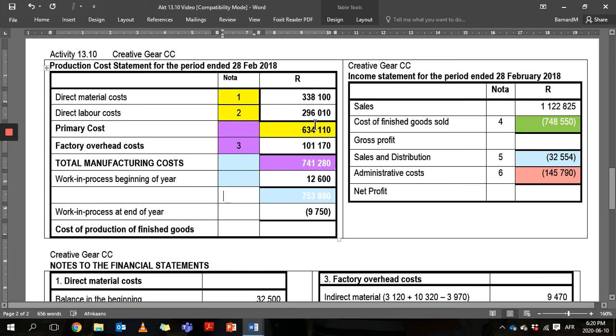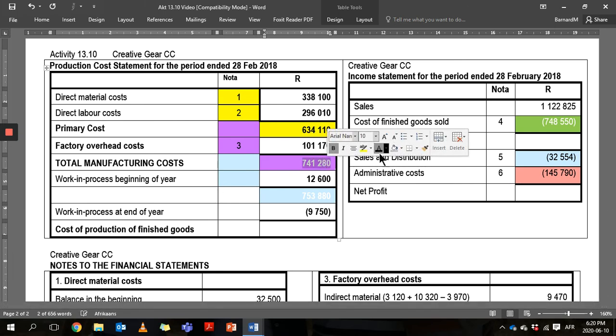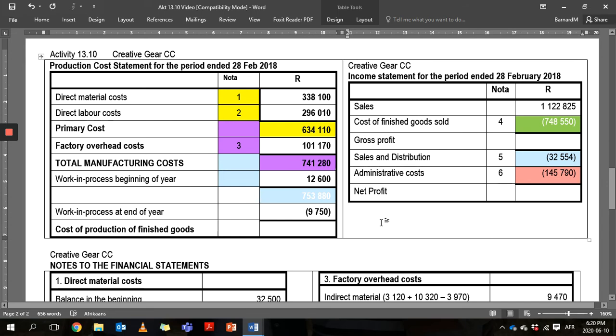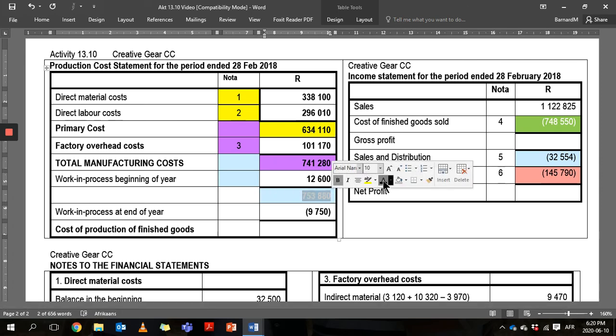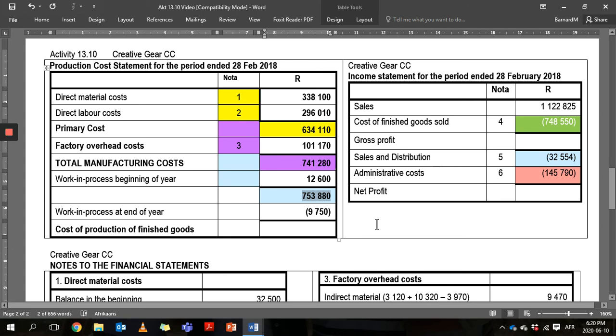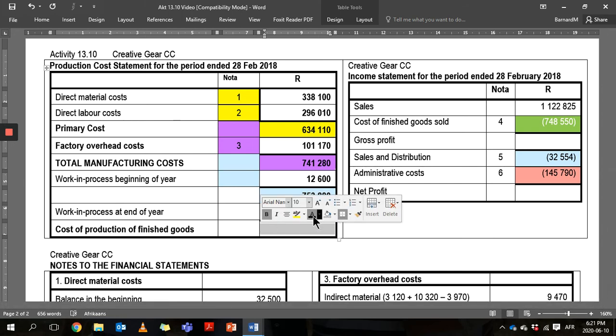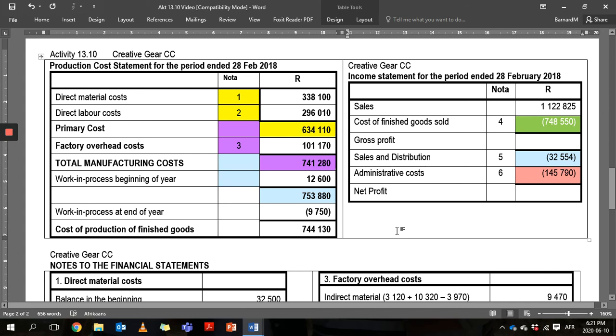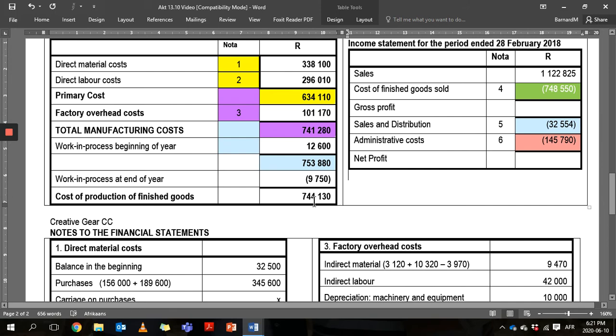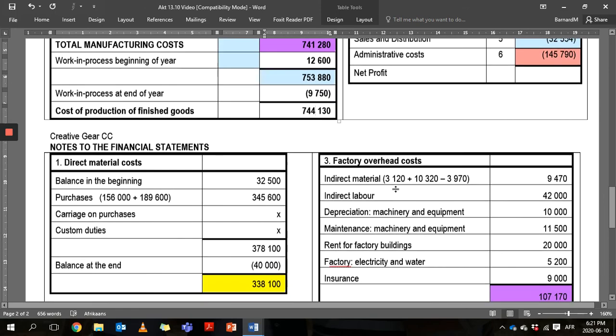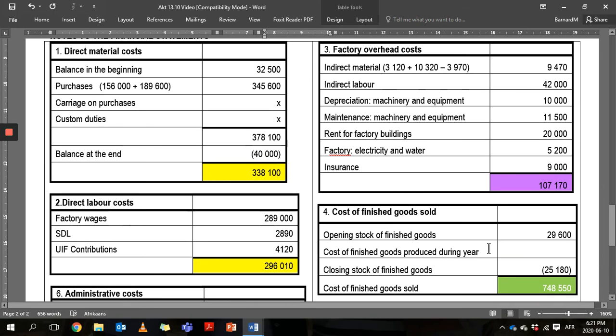So I can then add those amounts, and it gives me 741,280. I can then also add the 12,600 that I had in the beginning. That will give me 753,880 minus the amount that wasn't finished, that is work in process at the end, which then will give me a total amount of 744,130. That amount then goes to my cost of finished goods.